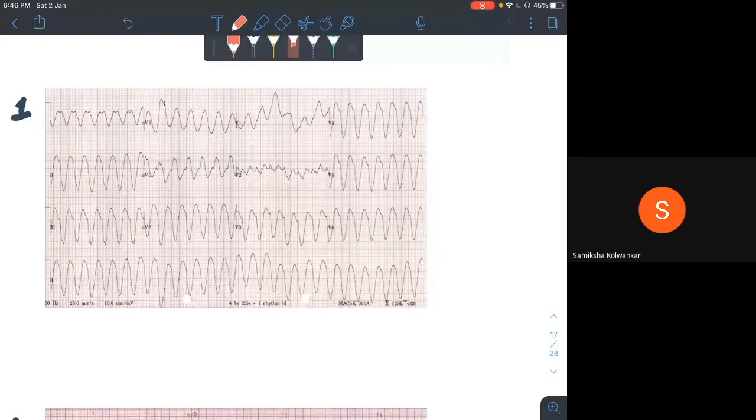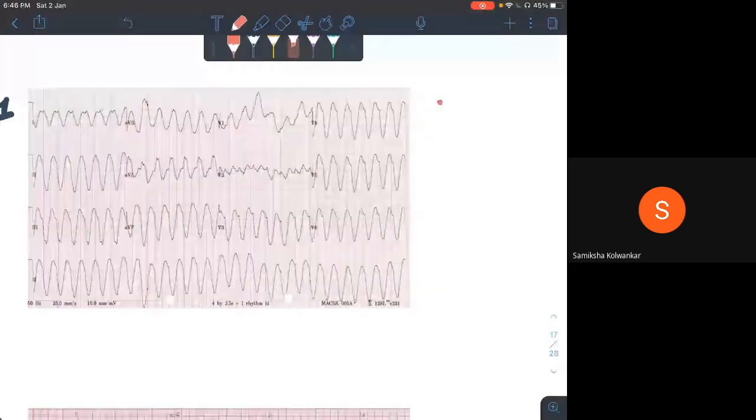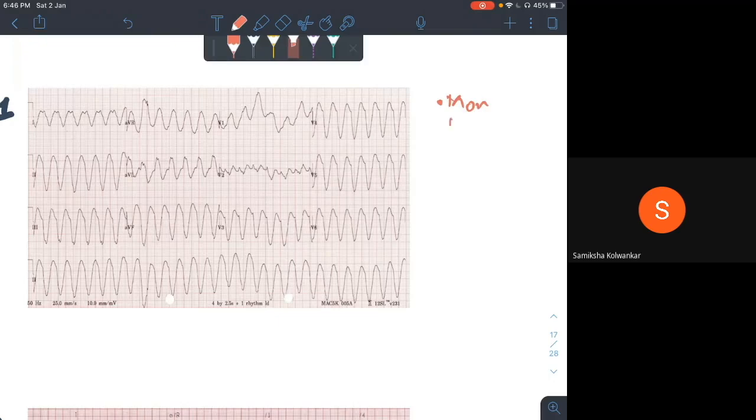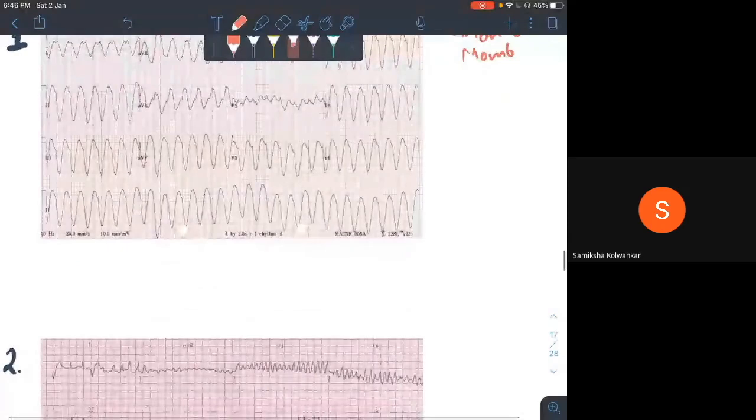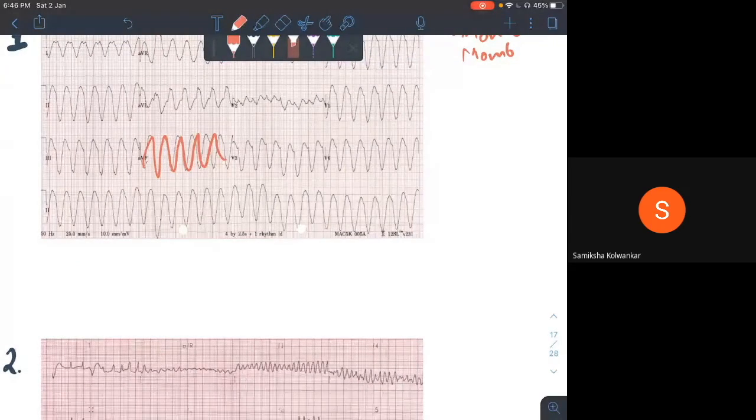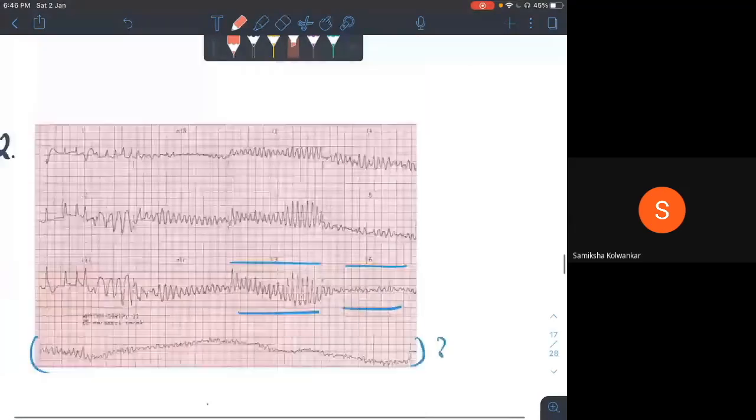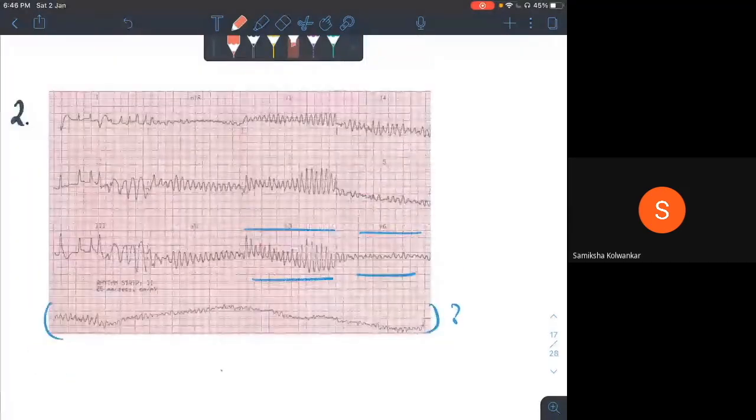Which one is it? Okay, yeah, Shri Vaidya. Monomorphic, Samiksha. Mono. Yep, perfect. Simple, right? It's mono. You can see it very clearly. It's just one shape. It's going up and down again. Just seems like repetitive R waves. That's it. Okay. Number two. What do you see in this?